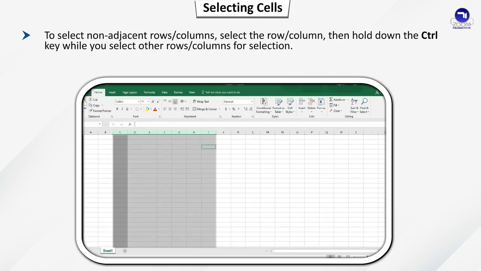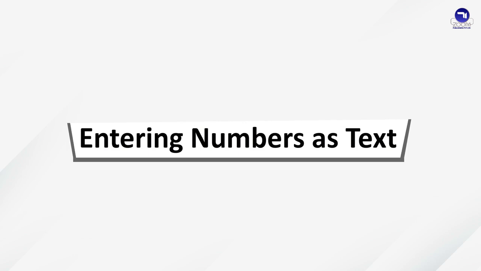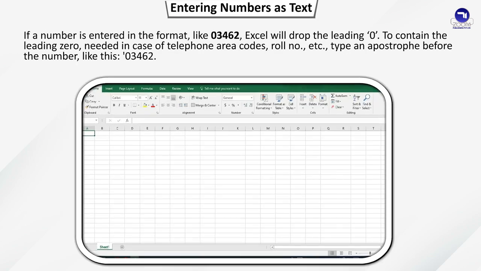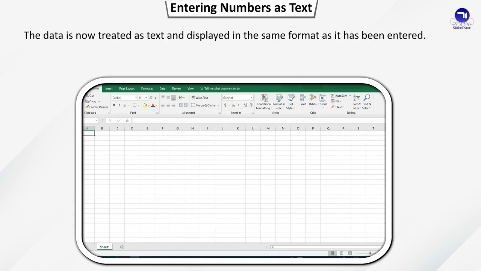To select non-adjacent rows or columns, select the row or column, then hold down the Control key while you select other rows or columns for selection. Entering numbers as text. If a number is entered in the format like 03462, Excel will drop the leading 0. To contain the leading 0 needed in case of telephone area codes, roll number, etc., type an apostrophe before the number like this, 03462. The data is now treated as text and displayed in the same format as it has been entered.